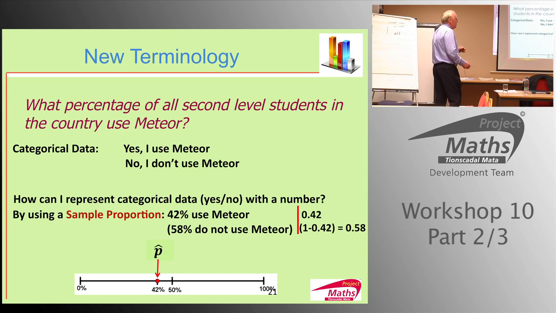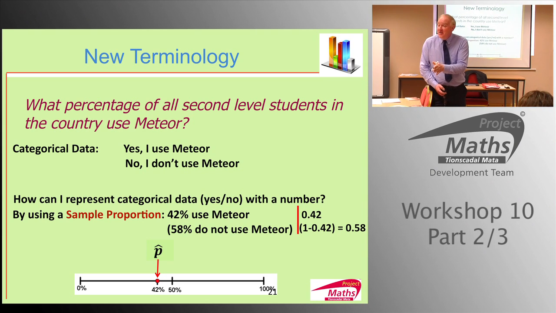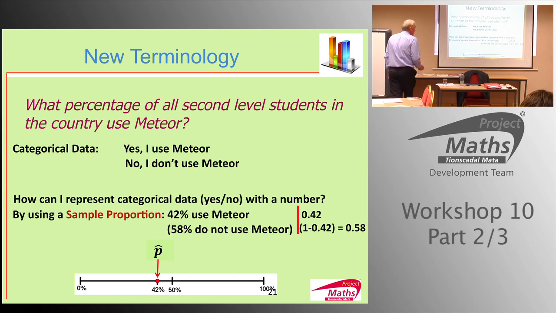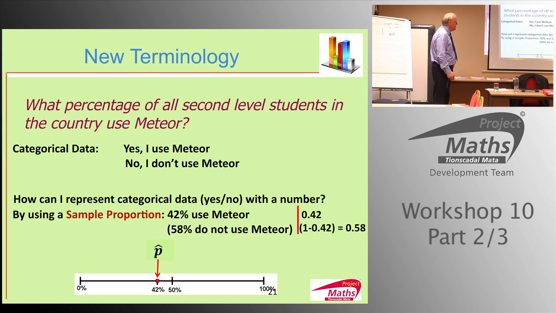Now, how can I represent categorical data with a number? And of course, the answer is by using a percentage or a proportion. Okay, and that's where we have a sample proportion. 42% use Meteor, so 58% don't. And of course, once I know the percentage that use it, I automatically have the percentage that don't, because it's taken from 100%. Now, it might be useful as well to transfer that to decimals, because sometimes they're working on decimals, okay?